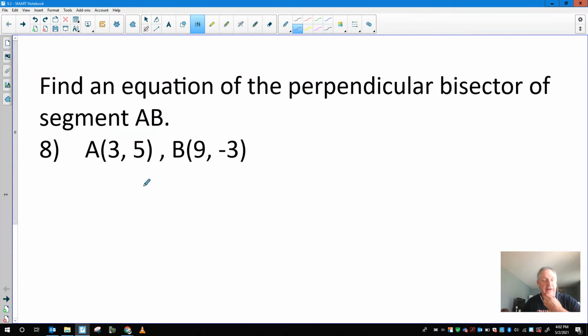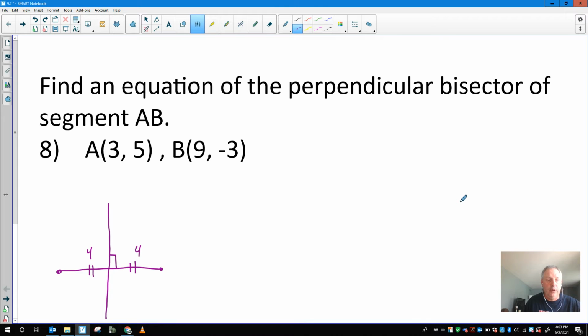So number 8 from yesterday. Find an equation of the perpendicular bisector. Well, what is a perpendicular bisector? If this is a segment, let's just pretend that this is 8 inches long. The perpendicular bisector, bisect means it cuts it in half. So it would be perpendicular and it would cut it in half. Like I said, if this original was 8, this side would be 4, this side would be 4, and it divides it in a way that makes a right angle. So that's the perpendicular bisector.